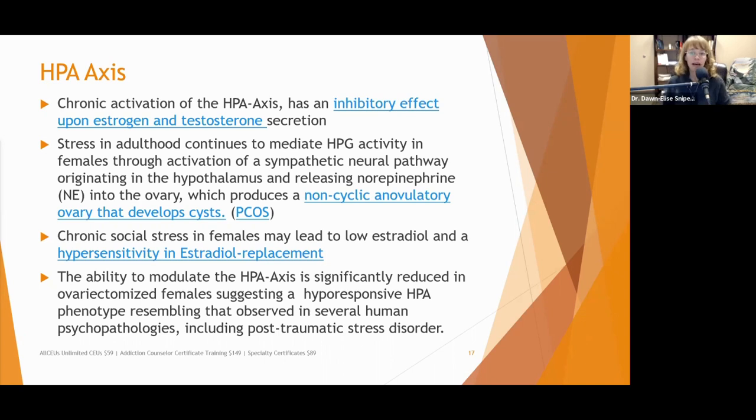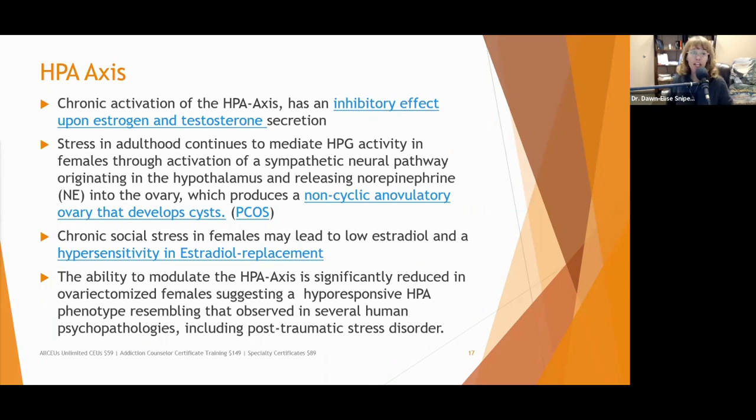In people who have experienced chronic social stress, who decide to try adding estradiol replacement with their SSRI or whatever, the recommendations seem to be start low and go slow, because a little bit may be way more than what they need.